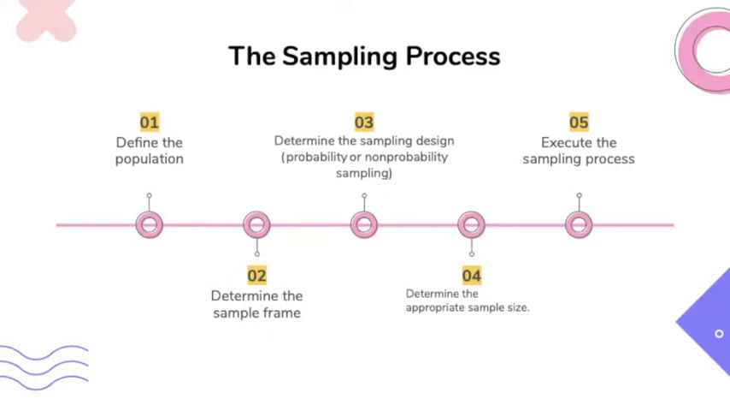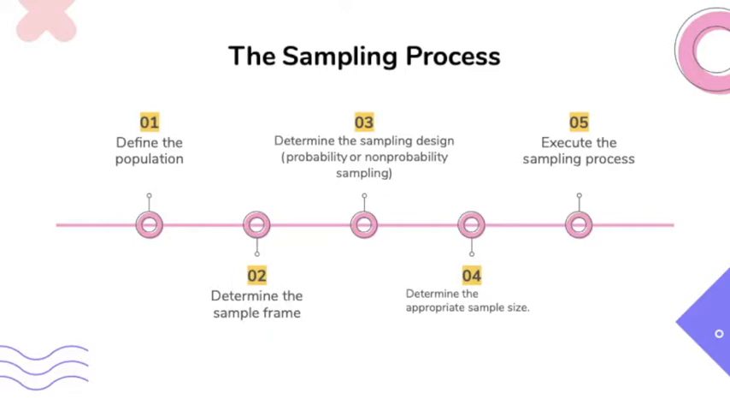The third is determining the sampling design. There are two major types of sampling designs, which are probability and non-probability sampling. In probability sampling, the elements in the population have some known non-zero chance or probability of being selected as sample subjects. But in non-probability sampling, the elements do not have a known or predetermined chance of being selected as subjects.